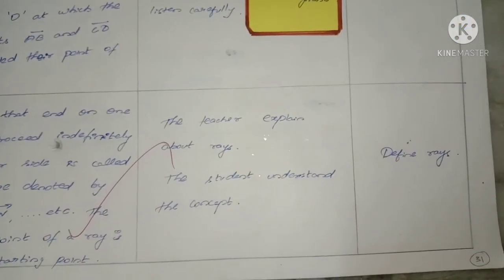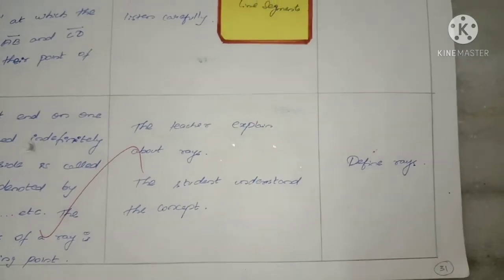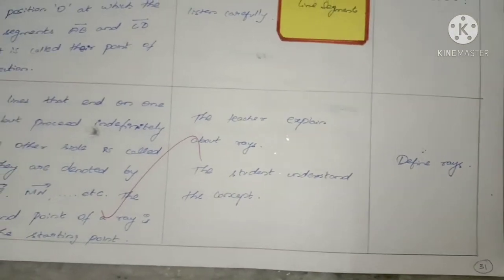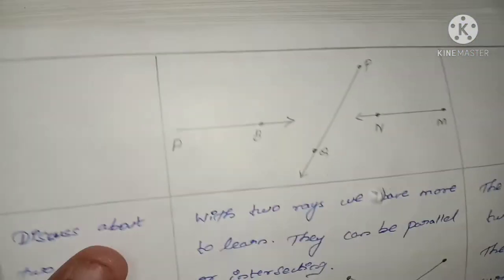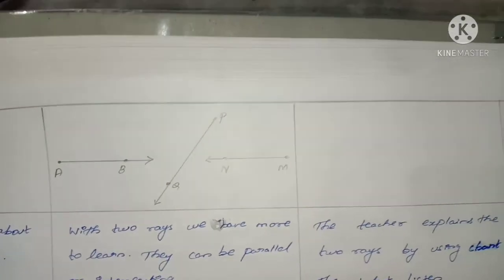In the next box, the teacher explains about rays. The students understand the concept. At last, define rays. Then draw the figure in the second box.